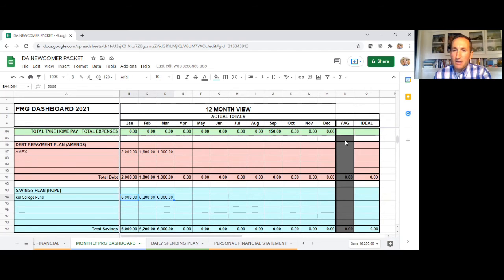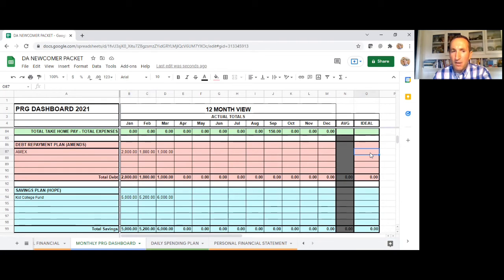I've blocked out here, you might be wondering why these cells under the average debt repayment and savings plan, why the average cells are grayed out or blocked out. That's because it doesn't mean anything. It doesn't mean anything to track the average of this American Express bill or the average of the kids' college fund. All that we need to worry about is the ideal.